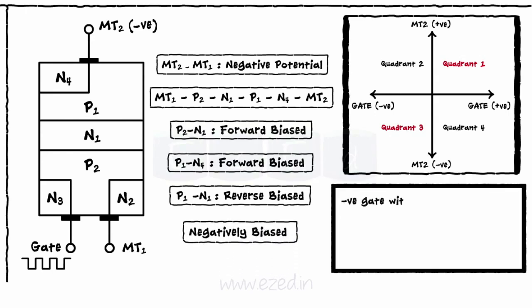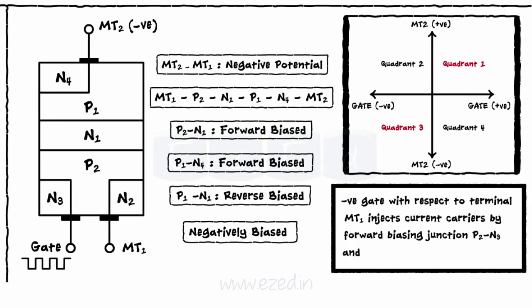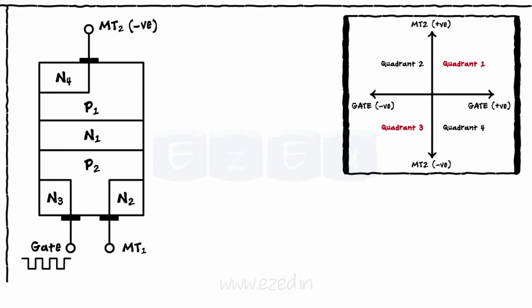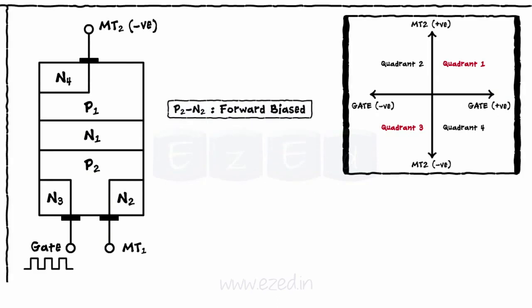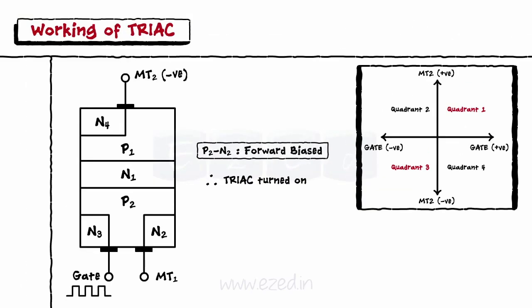A negative gate with respect to terminal MT1 injects current carriers by forward biasing junction P2N3 and thus initiates the conduction. Let's analyze the working for the last quadrant. In this case, MT2 is kept negative, but the gate is applied a positive pulse with respect to MT1. Though the path of current remains the same as mode 3, now junction P2N2 is forward biased. Current carriers are injected and therefore the TRIAC is turned on.